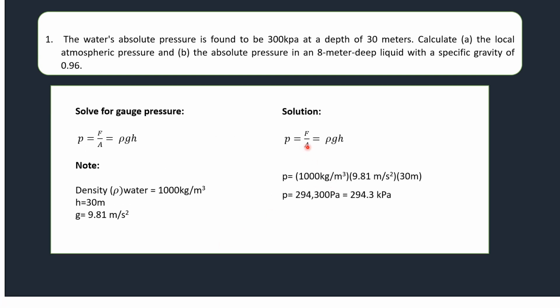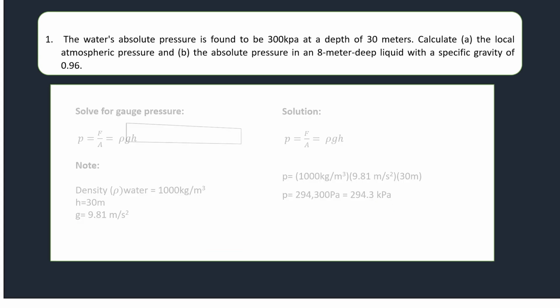So here we have the solution. Plugging in our given, 1000 kg per cubic meter times 9.81 meters per square second times 30 meters would give us the value of 294,300 pascals. Converting that into kilopascals, we are going to divide it by 1000. That would give us a value of 294.3 kilopascals.